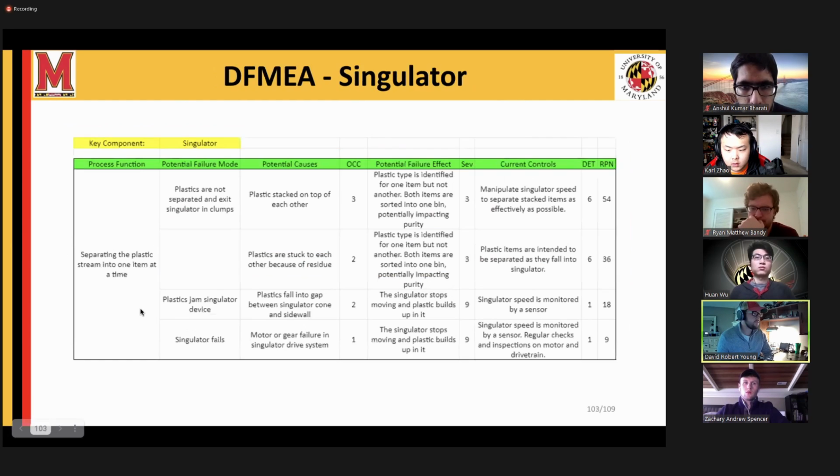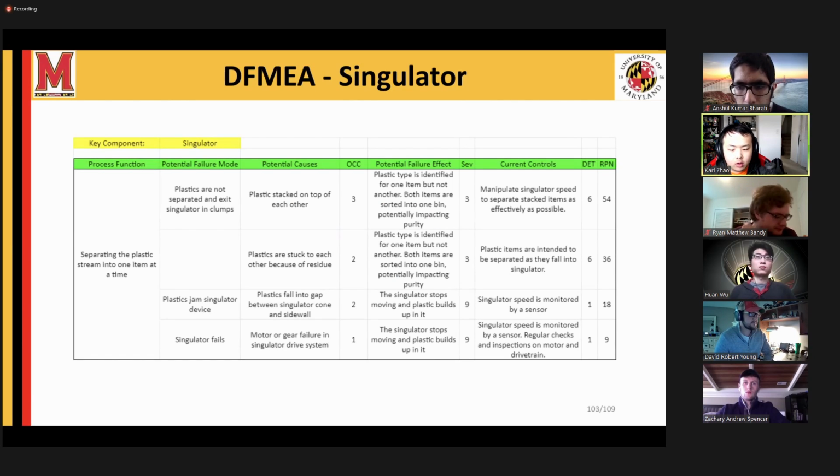In the singulator, the failure mode with the highest RPN is a failure mode where two or more pieces of plastic do not become separated, possibly because they ended up stacked on top of each other. This would potentially impact the purity of the sorted plastics, as both would be sorted into one bin. The controls for this involve manipulating the singulator speed to ensure that all plastics are separated as effectively as possible.